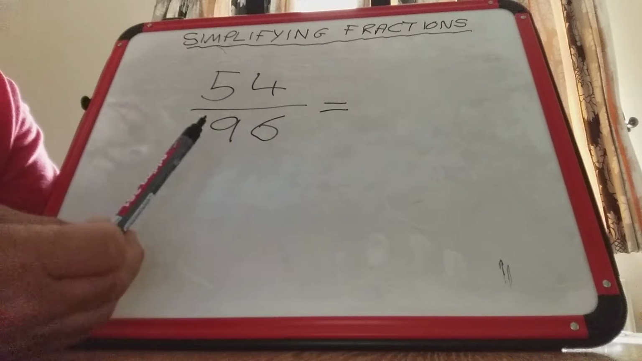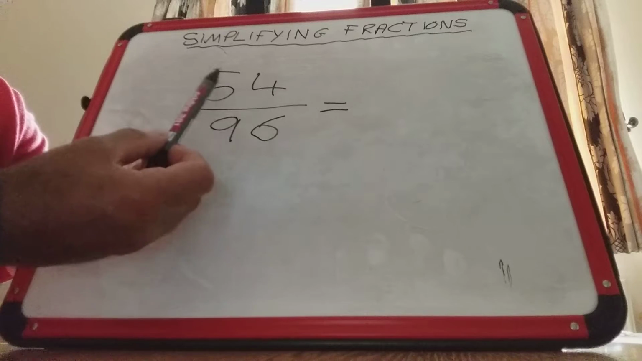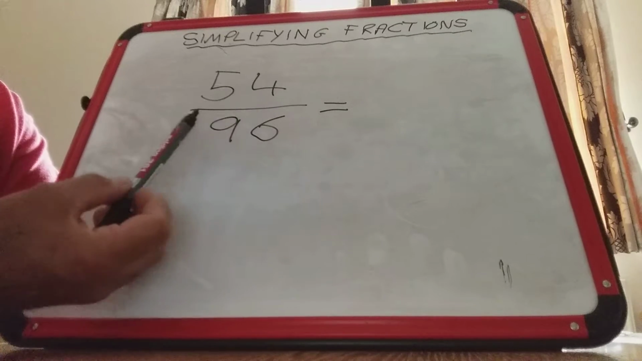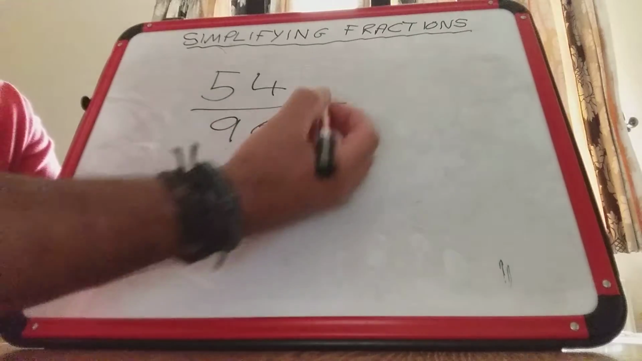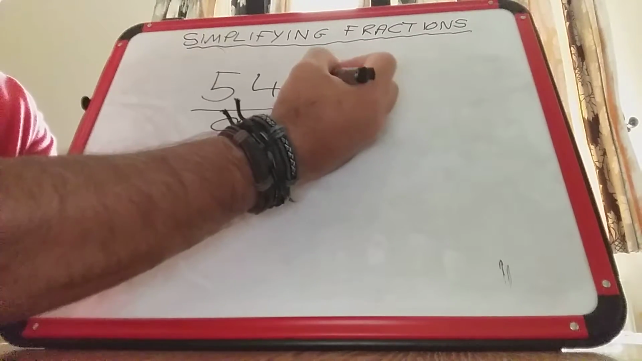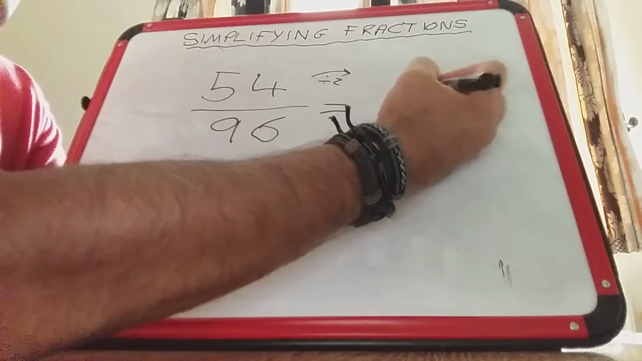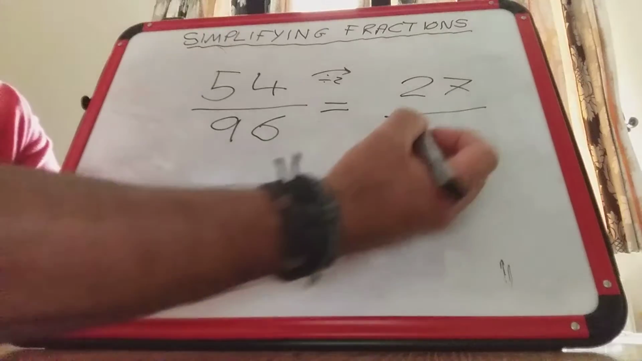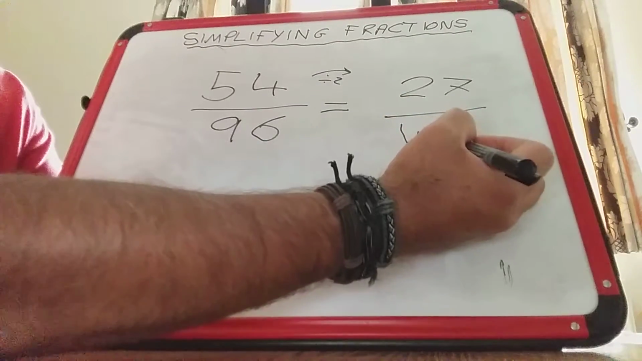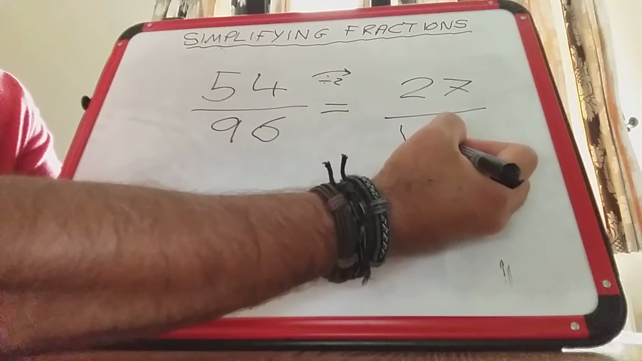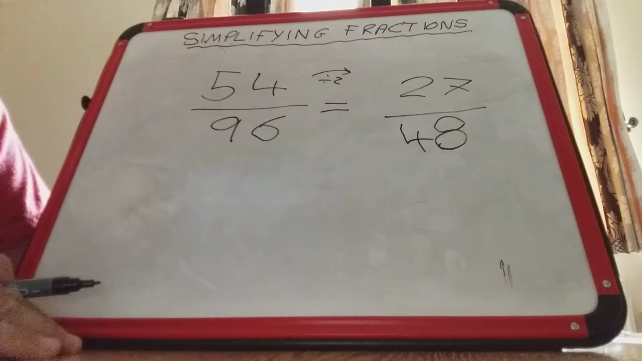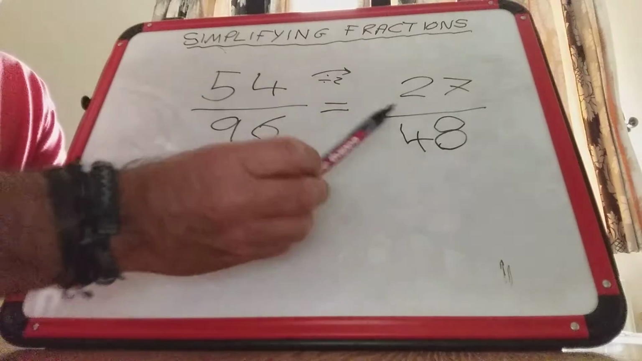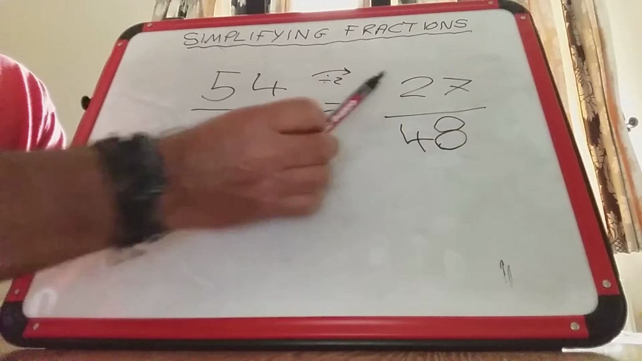So now we've got to start thinking about factors. Okay, so, well, straight away we can divide by 2. We can see that they're both even numbers, so we can divide by 2. So 54 divided by 2 is 27. And then 96 divided by 2 is 48. Okay, so we've got 27/48.